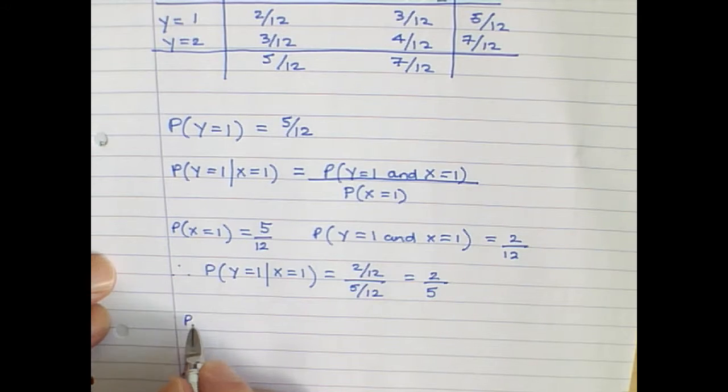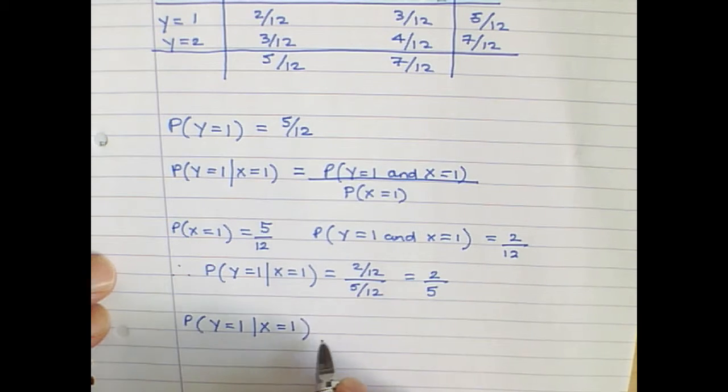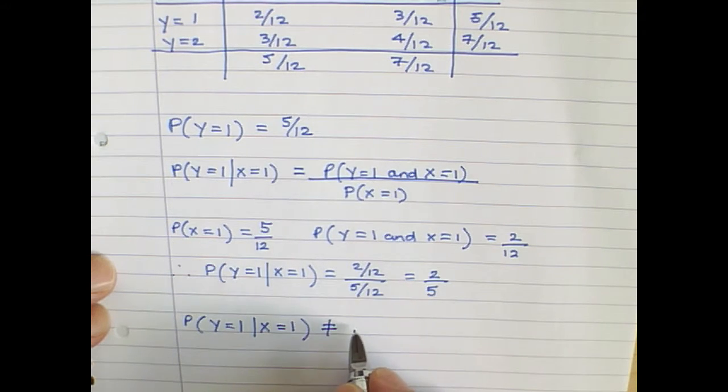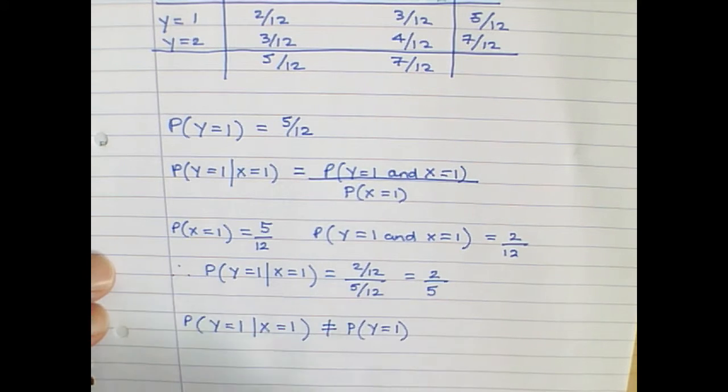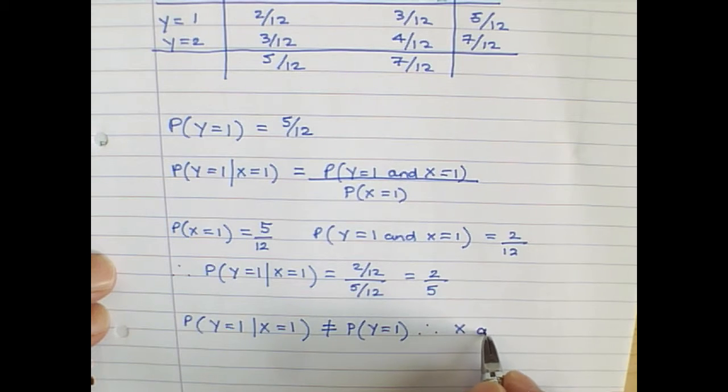So therefore it follows that the conditional probability y equals 1 given that x equals 1 is not equal to the marginal probability that y equals 1, and therefore y and x are not independent random variables.